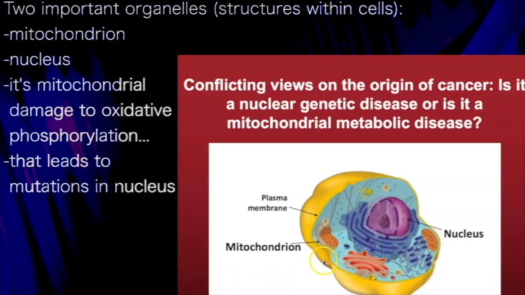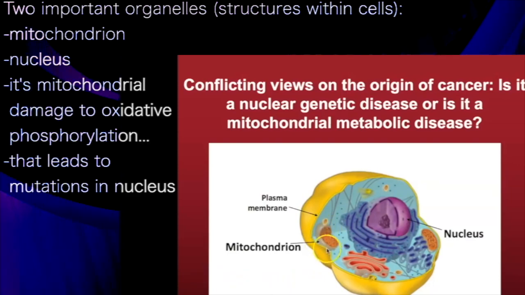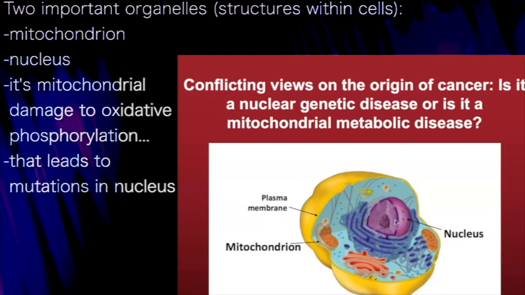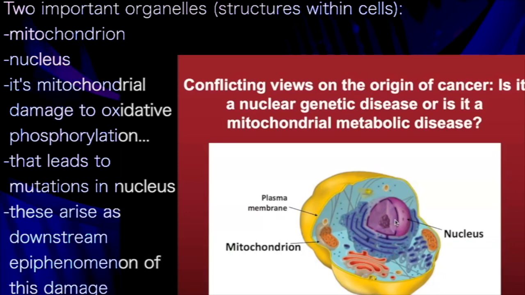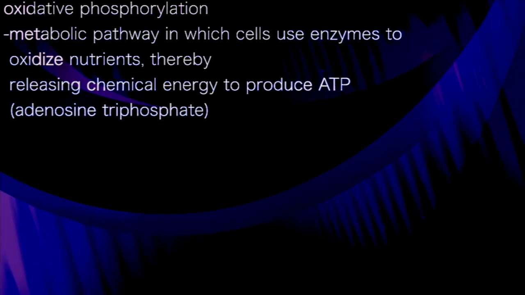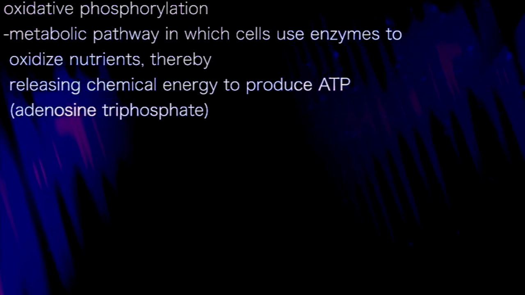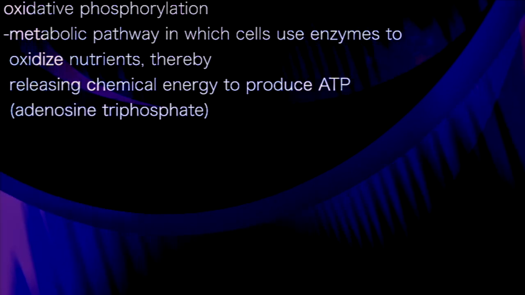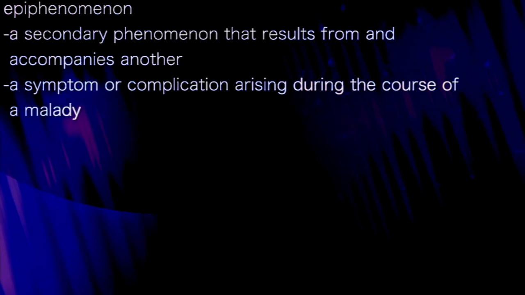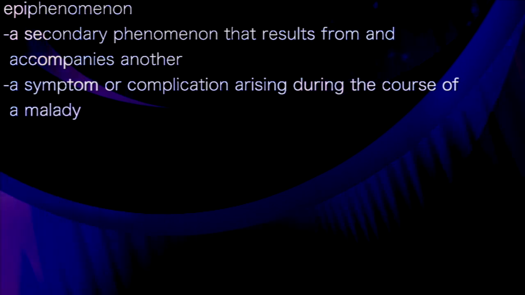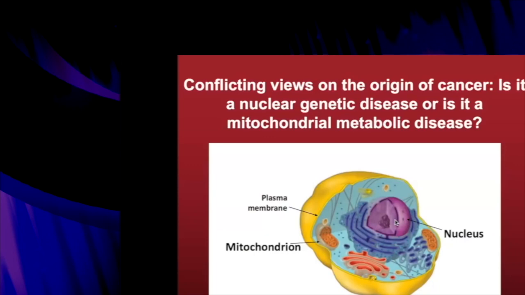I will be presenting evidence that it is the mitochondrial damage to oxidative phosphorylation that ultimately leads to the mutations in the nucleus, and that the mutations in the nucleus arise as downstream epiphenomenon of the damage to the mitochondria. Oxidative phosphorylation, metabolic pathway in which cells use enzymes to oxidize nutrients, thereby releasing chemical energy to produce ATP, adenosine triphosphate. Epiphenomenon, a secondary phenomenon that results from and accompanies another, a symptom or complication arising during the course of a malady. The origin of cellular energy in the cell.